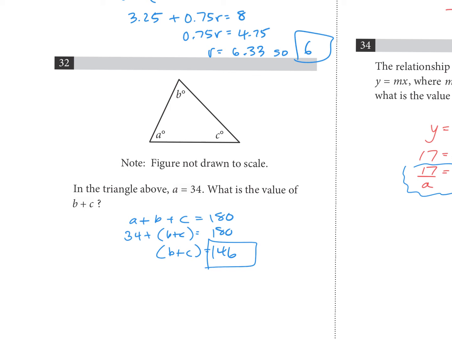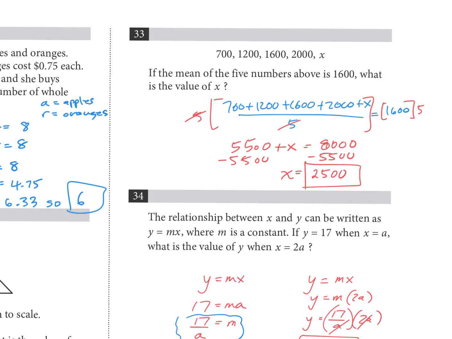So anyway, it says A is 34. What is the value of B plus C? So A plus B plus C is 180. A is 34. I'm trying to find B plus C. Subtract 34 from 180, you get 146. So my answer is 146.